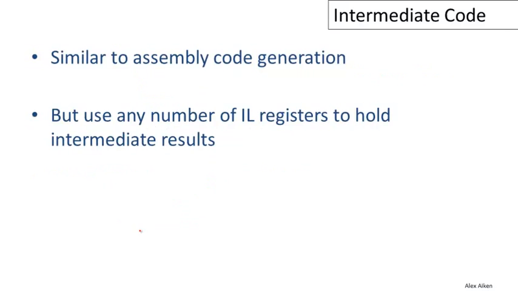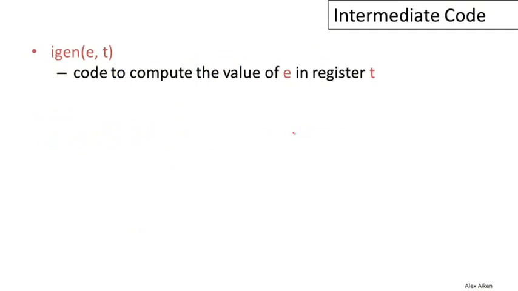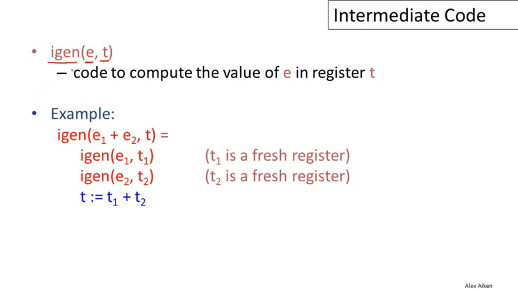Generating intermediate code is very similar to generating assembly code. And we're not going to go into this in any detail because it is so similar, but I will sketch it for you briefly. The main difference between generating assembly code and generating intermediate code is that we can use any number of registers in an intermediate language to hold intermediate results. To generate intermediate code, we could write a function called igen, for intermediate code generation, that takes two arguments. It takes the expression for which we're generating code, and it takes the register into which the result of that expression should be stored.